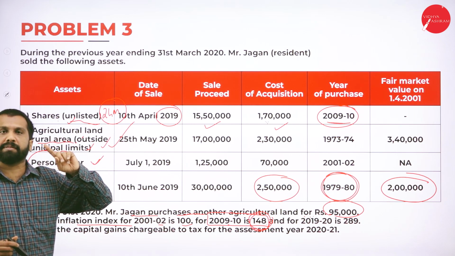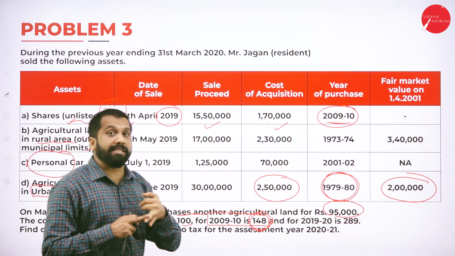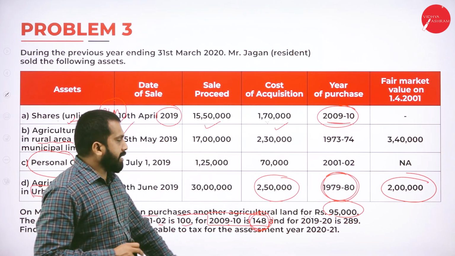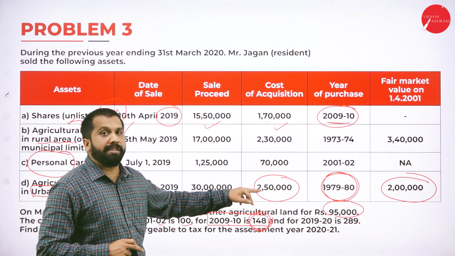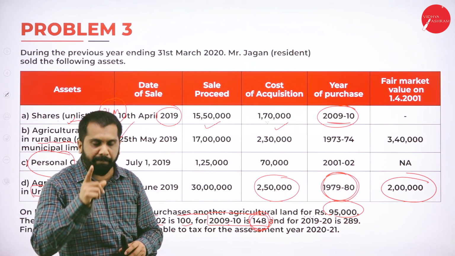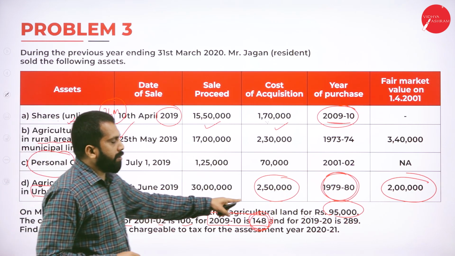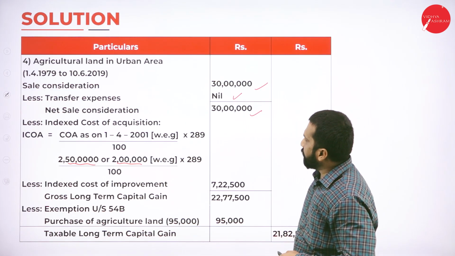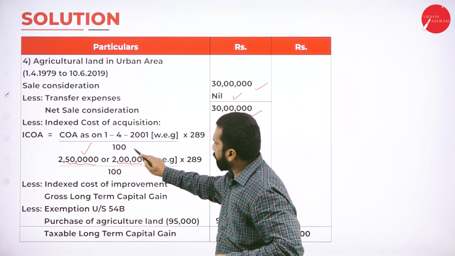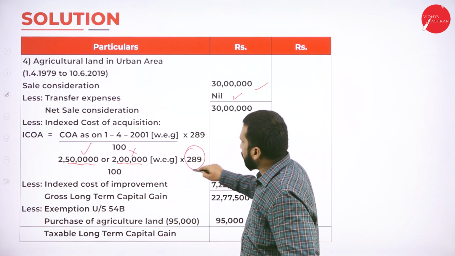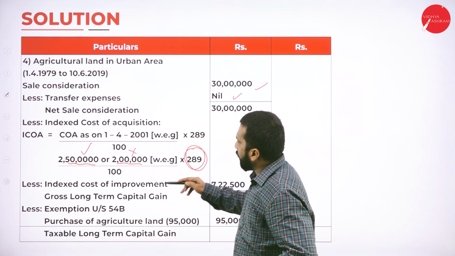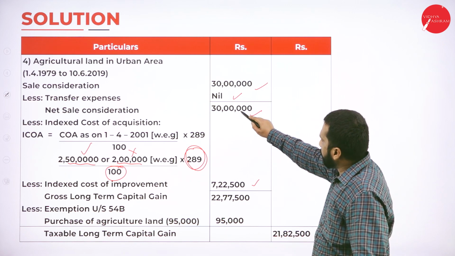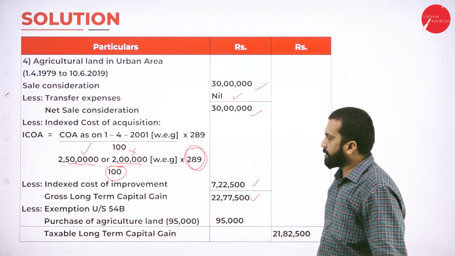Again, go back to the concept. WDV, in the last session I told you, WDV or actual, whichever is less. In case of WDV, we always go with the lower value. In case of fair value, always go with the greater one. Hope you are clear? Good. So how much should you take now? 2,50,000. So calculation, 2 lakh or 2,50,000? 2,50,000, multiplied by the cost inflation index 289, divided by 100. If you do, you will get 7 lakh 22. 30 lakh minus 7 lakh 22 is 22 lakh 77.